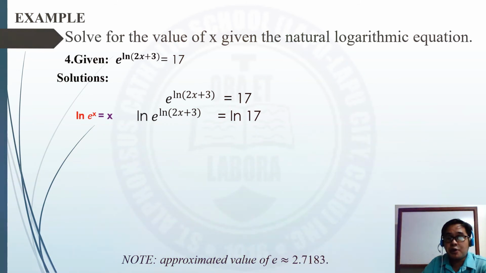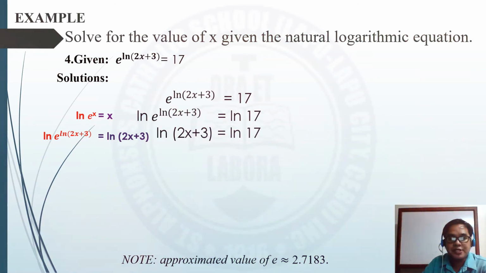Now, we have this property of natural logarithm that for every ln of e raised to x, it is equal to x. So if we have ln of e raised to ln of 2x plus 3, it is equal to ln of 2x plus 3. So our equation becomes ln of 2x plus 3 equals ln of 17. Now, apply the property of equality of the logarithm because the bases of the two logarithms here are the same, which is e. So the equation becomes 2x plus 3 equals 17.